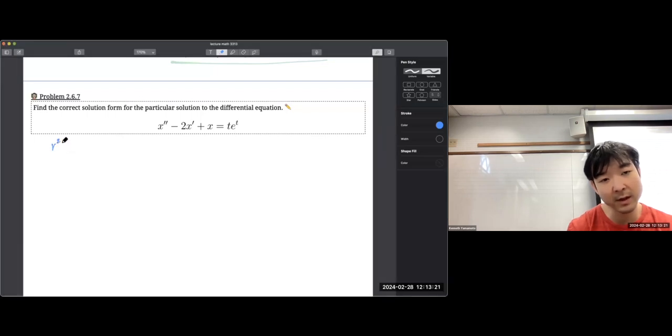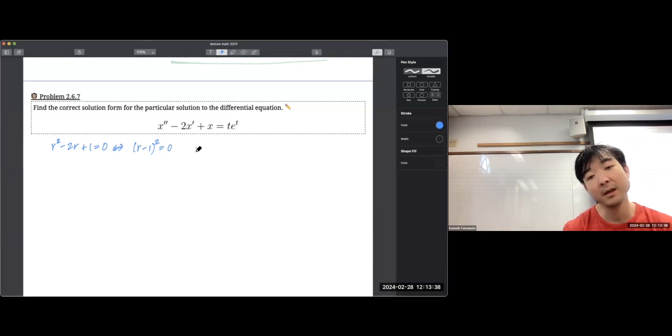So it's going to be r squared minus 2r plus 1 is equal to 0. And then this factors to just r minus 1 all squared equals 0. So this is going to end up being r is equal to 2. But of course, it's a double root because you see this 2 here. So that causes it to be a double root.